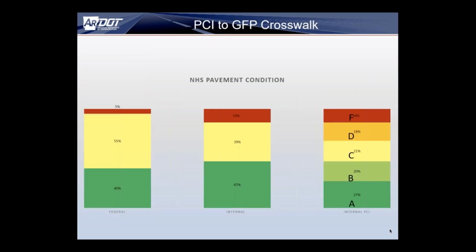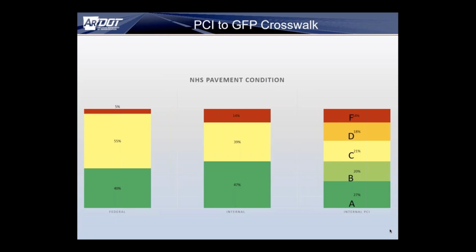Another area that has been a challenge is the conversion of our pavement condition ratings to the federal good, fair, poor ratings. The bar chart on the right shows our internal pavement condition index. This is the pavement condition rating that we use when evaluating our pavement data and make recommendations for projects. The chart in the middle shows the condition of the National Highway System routes using good, fair, poor ratings that are based on our internal pavement condition index, where our A and B ratings are combined into good, our C and D ratings are combined as fair, and our F ratings are poor.